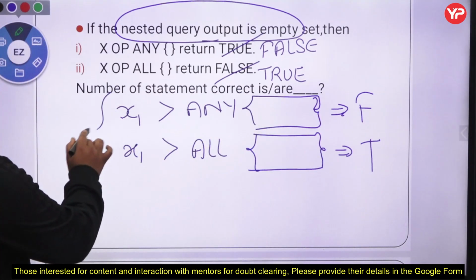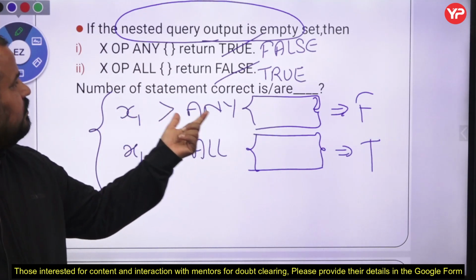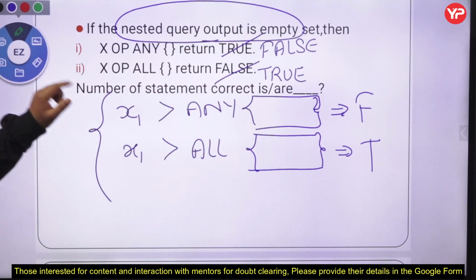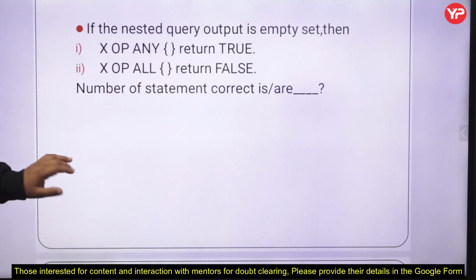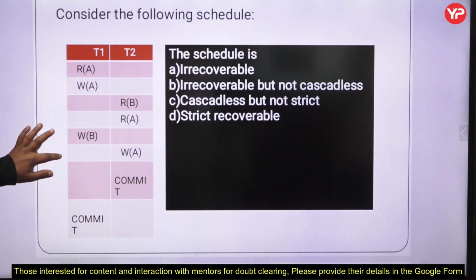So this point you have to always keep in mind, make a note that x operator any with an empty set always returns false, whereas in the case of all, it always returns true. For that you can also refer to Navathe. Fine, my dear students, now this is an important point.